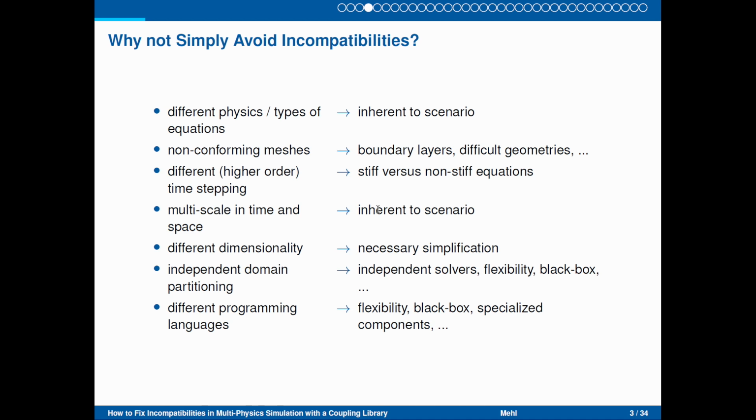Different dimensionality is sometimes a necessary simplification. So I mentioned this blood circulation system of a human being. It's simply not possible to do this fully in 3D up to the smallest blood vessels. You have to simplify somewhere, because even our supercomputers would not be capable to simulate this as a monolithic 3D system.